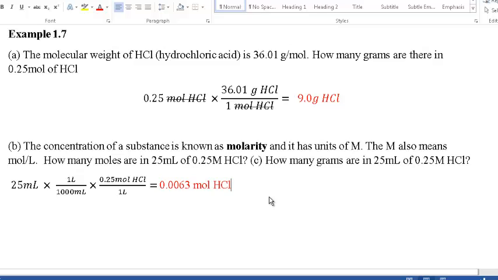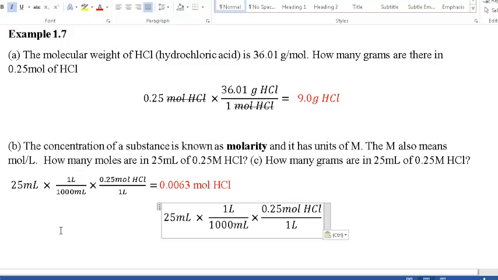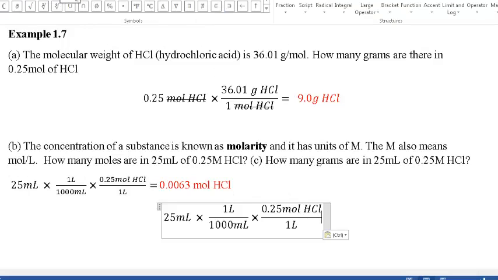All right, so you may not know anything about molarity. However, you should still be able to solve this problem. What about part C? How many grams are in 25 mL of 0.25 molar HCl? So how many grams of HCl are there in 25 mL of 0.25 molar HCl? Well, how will we do this problem? All right, well, I'm going to copy and paste this. Okay, why do I copy and paste that? Because I know this tells us how many moles are in 25 mL of 0.25 molar HCl, but how many grams are there? All right, so what is that conversion factor?